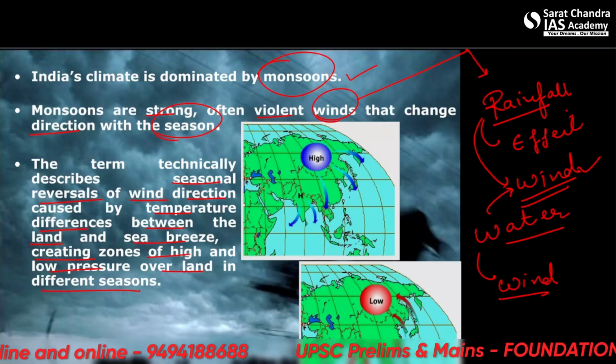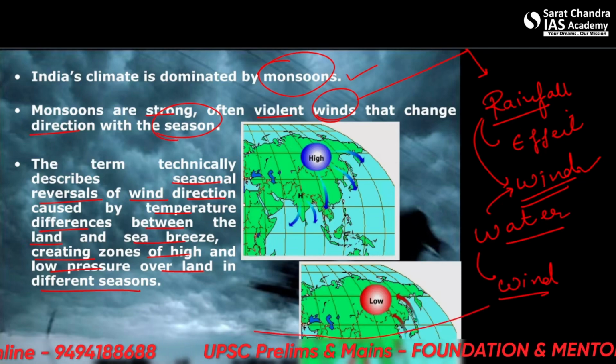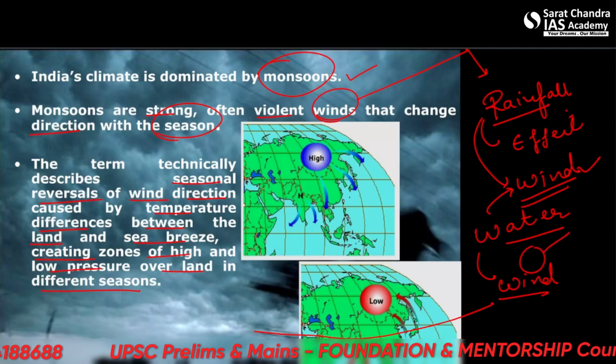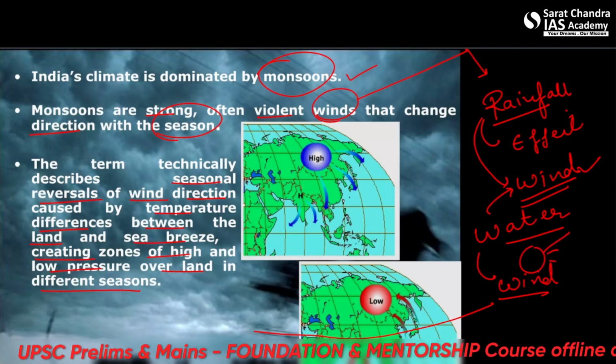Alright, so how does it go around? Let's say this is the map and this is the position of the sun. Just a second, I'll clear this.